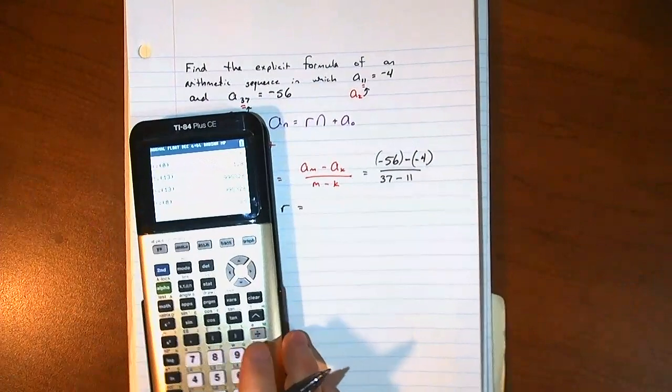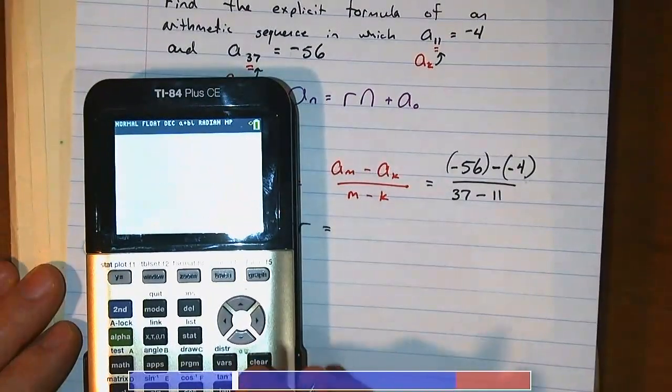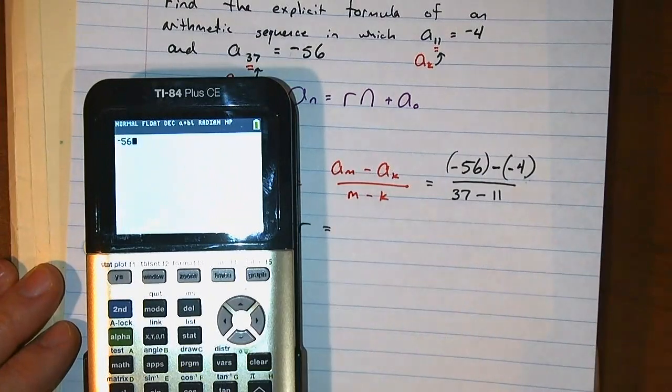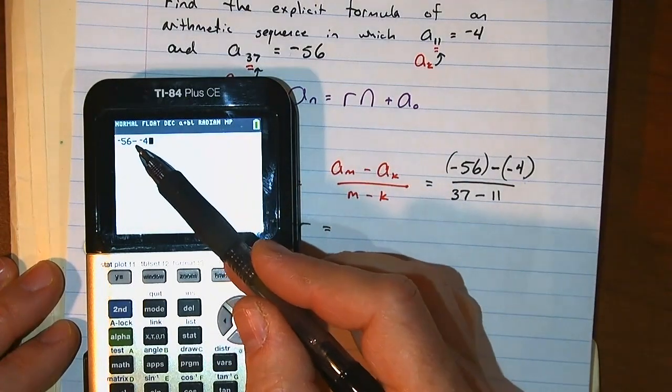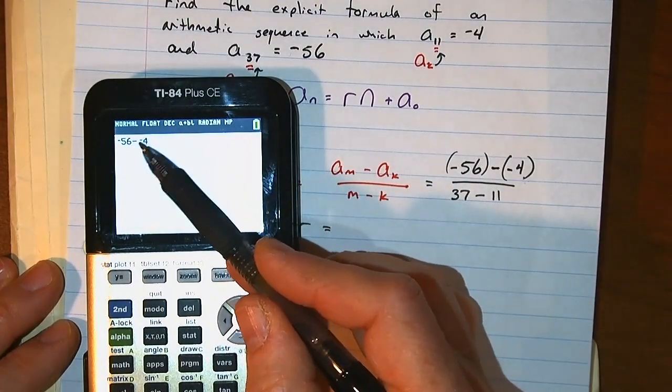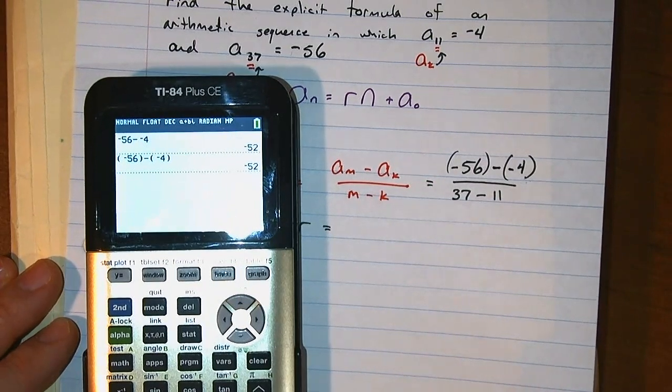So on my calculator, I'm just going to go ahead and type in, let's see, I've got a negative 56 minus a negative 4. Do be careful to make sure that you're using a minus sign for minus and a negative for negative, right? Those signs, don't get them mixed up or you're going to get the wrong answer. You also might choose to utilize parentheses, and that's also fine, okay? However you want to set that up.